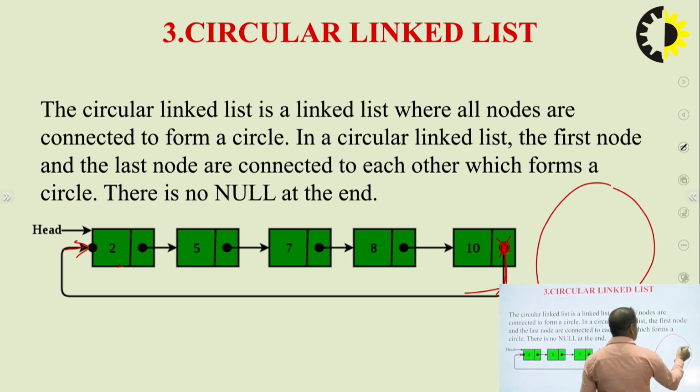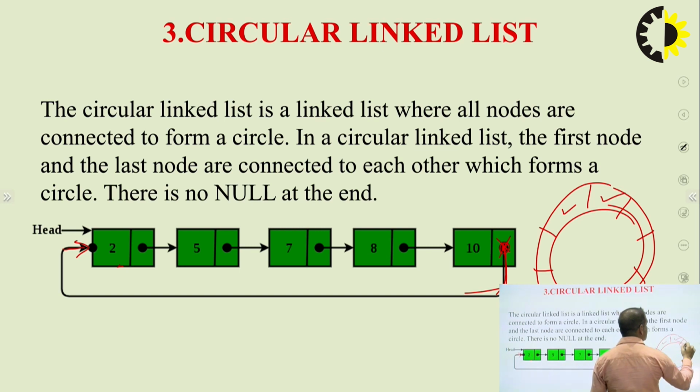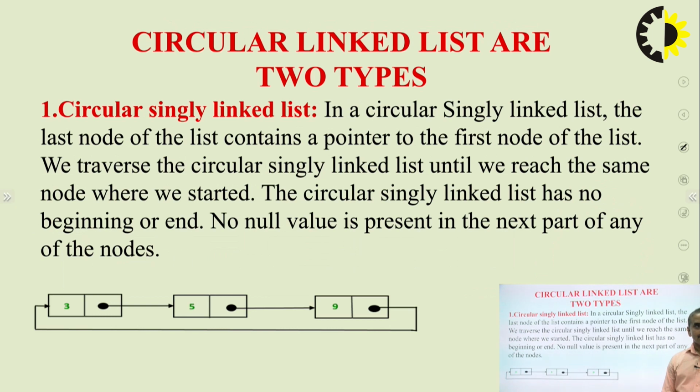Take an example like this. These are the nodes, and this data is connected to this data and this data. Such a type of data structure is called a circular linked list. Now, a circular linked list is divided into two parts. The first one is the circular singly linked list. In a circular singly linked list, the last node points to the first node, and such a list is called a circular singly linked list.